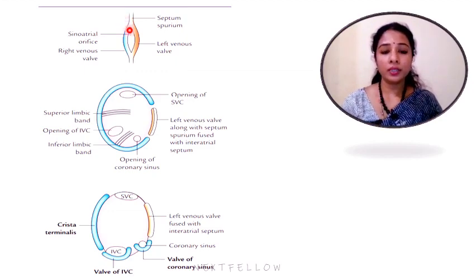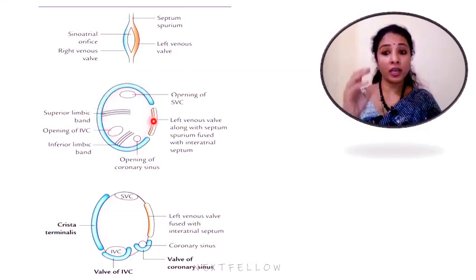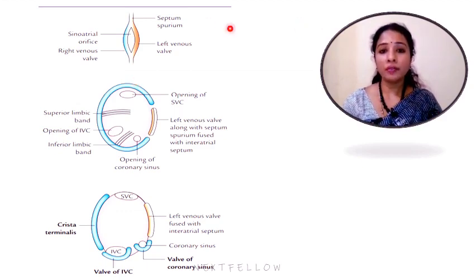Here this is the right venous valve, and this is the left. You can see the right venous valve grows enormously, whereas the left venous valve becomes smaller in size. This image is mainly to show the fate of the right and left venous valves. The left venous valve, along with the septum spurium, fuses with the interatrial septum, forming a part of it.